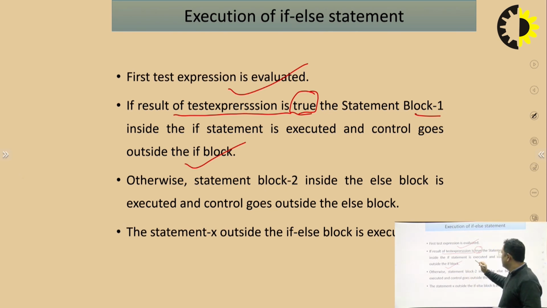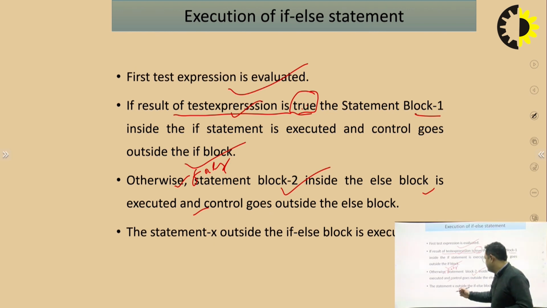Now if the test expression is false, right? Otherwise, in case of false, the statement block 2 inside the else block is executed and the control goes outside of the else block, right? No if block will get executed. So this is the explanation.